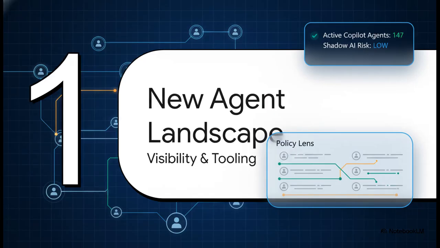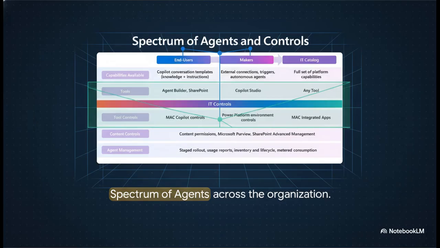Section 1. The new agent landscape. Okay, so establishing an airtight architectural boundary. That always starts with visibility. Before we can even talk about locking things down, we really need to understand exactly who is building these agents inside your tenant in the first place and what tools they're using to do it.